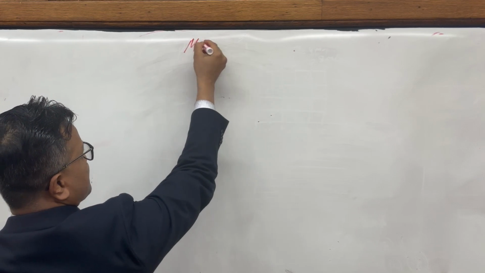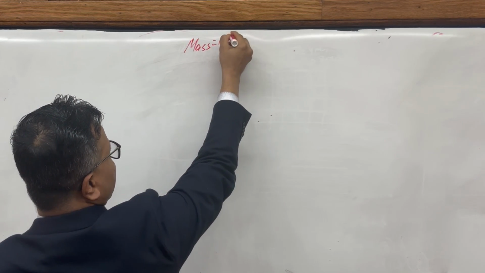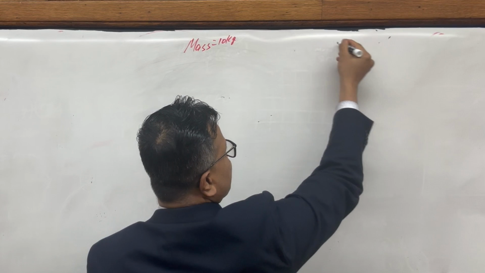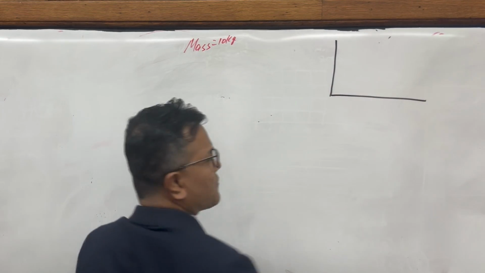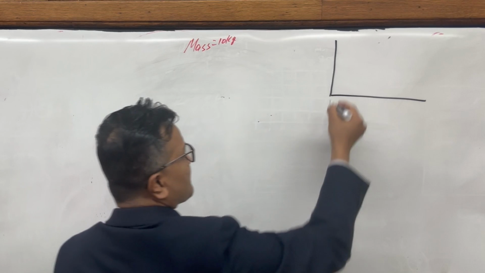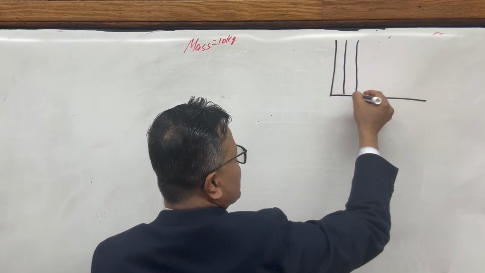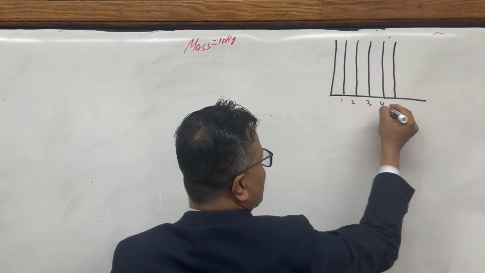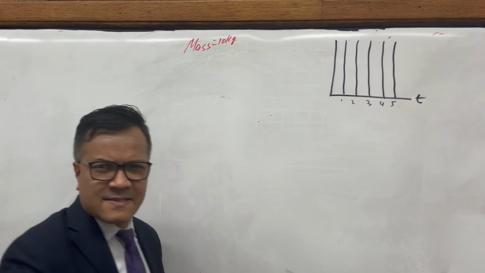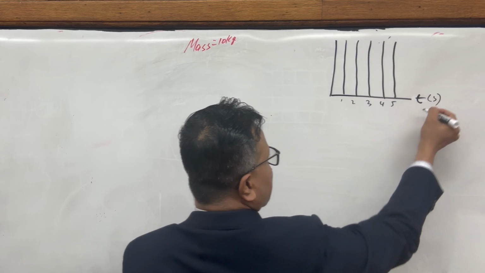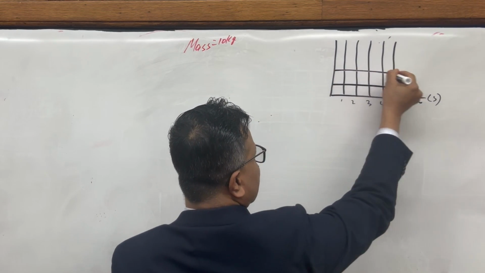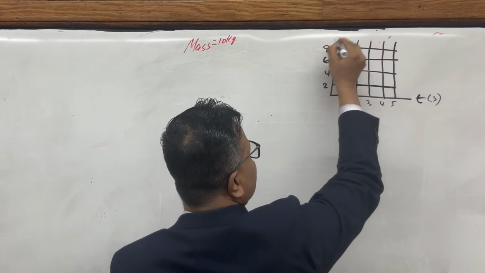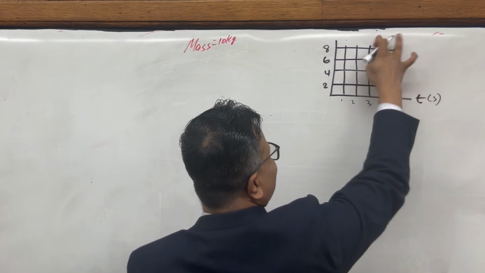Let's say the object's mass is 10 kilograms. The object is moving. Moving where? Moving right here. For how long? Let's say the object moves for 5 seconds. 1, 2, 3, 4, 1, 2, 3, 4, 5 seconds. Good. The x-axis is t in seconds. The y-axis is 2, 4, 6, 8. The y-axis is displacement in meters.